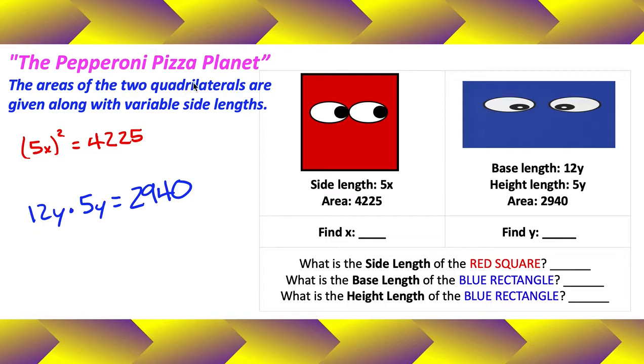The areas of the two quadrilaterals are given along with variable side lengths. So we've got to find some stuff: side length is 5x, area, base length, height length, area. Find x, find y, and answer all these questions.